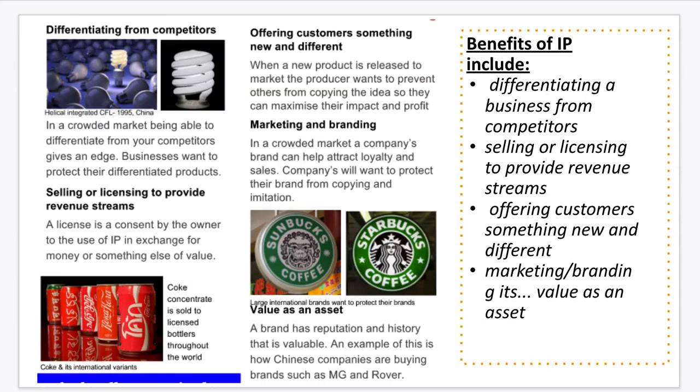Again, it's differentiating. Here are some examples. Coca-Cola is sold under license. Starbucks, part of their marketing is their actual logo, and that is what's actually copyrighted. And within the different types of halogen light bulbs, they can differentiate between one and the other because the design is unique and different.